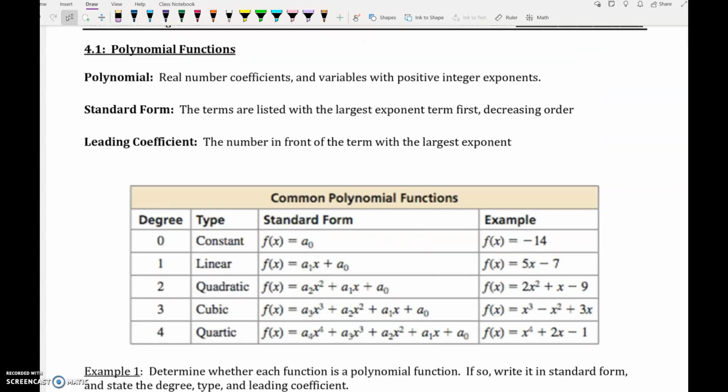So a polynomial has to have real number coefficients, so there can't be any i's, no imaginary numbers. The exponents have to be positive integers. That means no decimal exponents and no negative exponents.